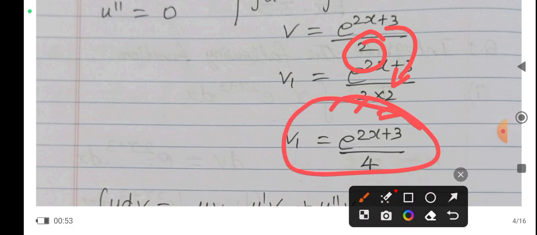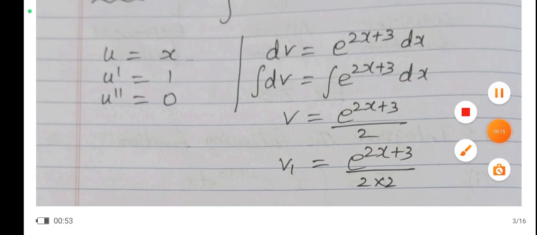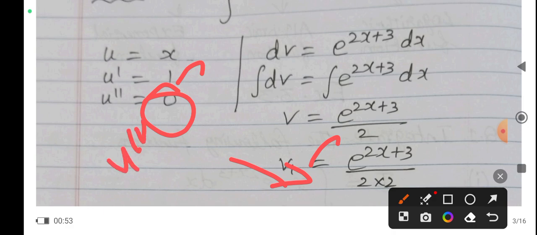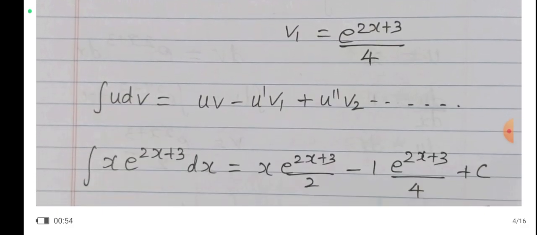Why sir, are we stopping at v1? Since we have values only till u dash, so we are stopping at v1. If we had a value till u double dash, we would have to go till v2. If we had a value till u triple dash, we would want to find till v3. Clear? Check.